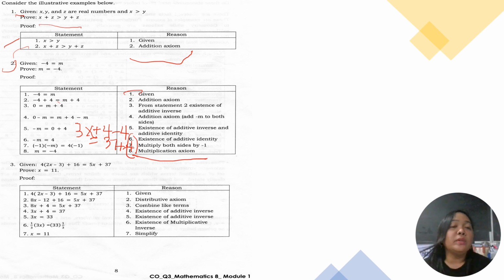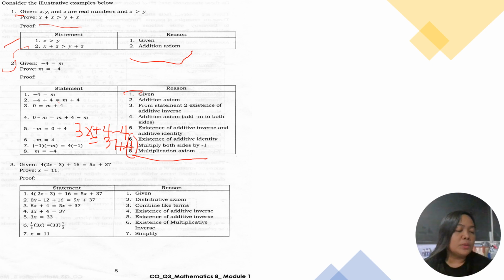That gives us 4 minus 4, and that is 0, right? So what is left now is 3x for statement number 5. And then 37 plus negative 4 gives us positive 33. So statement number 5, 3x is equal to 33. That is the reason, existence of additive inverse. Then, shall we make statement number 6?